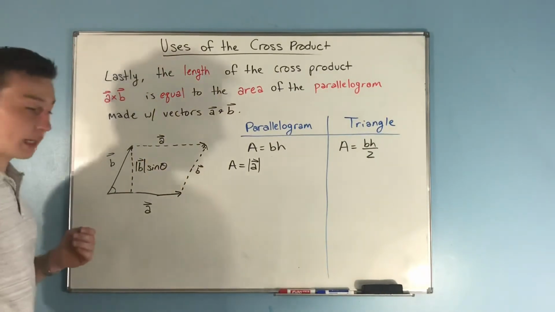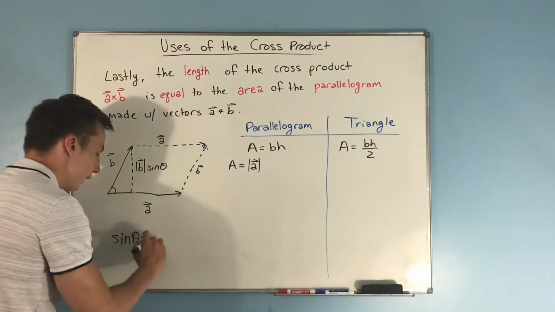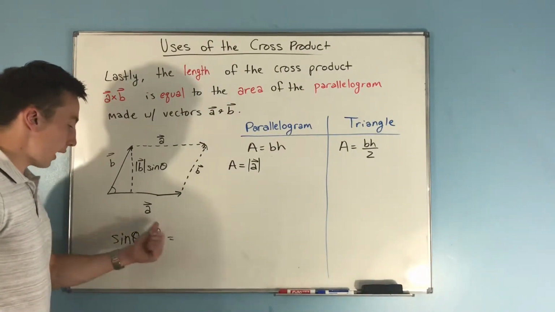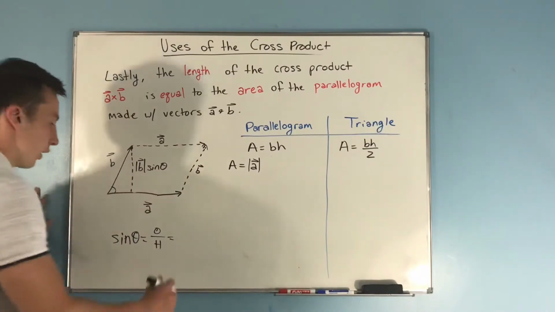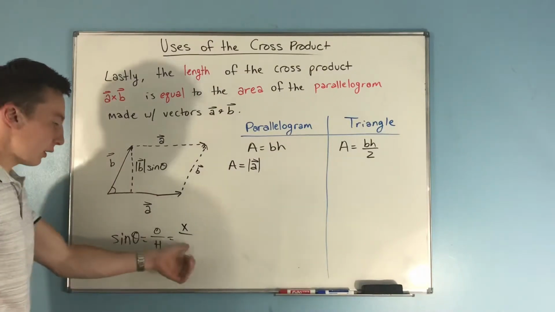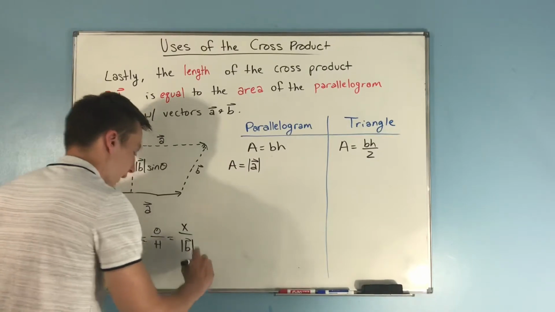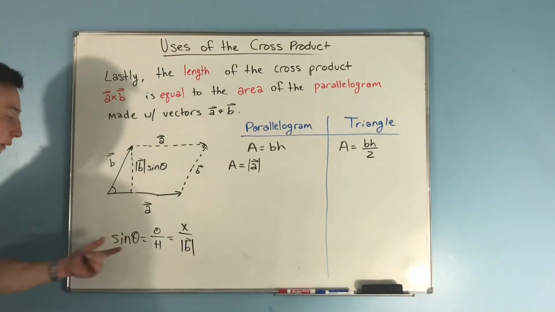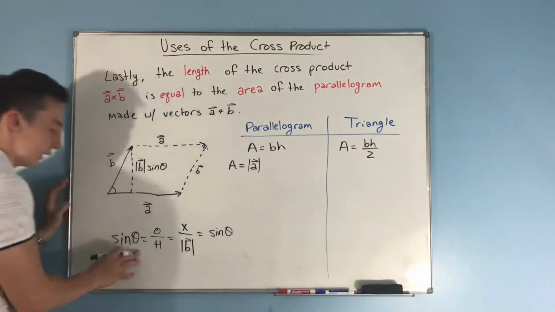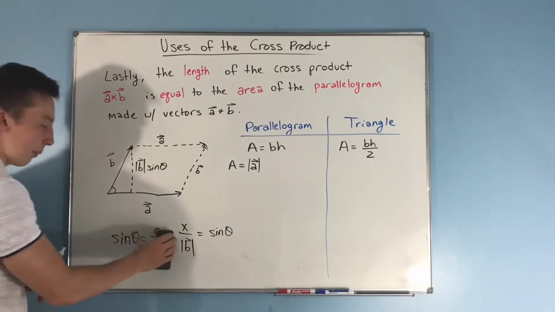How did I get that, if you're not 100% with me here? Sine theta equals the opposite side over the hypotenuse. The opposite side we don't know yet, so that's going to be x, and the hypotenuse is the magnitude of vector B. Again, we're dealing with scalars here, so we take the magnitude of that vector. Remember, this is equal to sine theta. I want to have these things right next to each other. So you see how I got this: I just used opposite over hypotenuse.